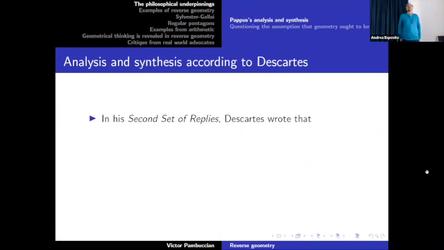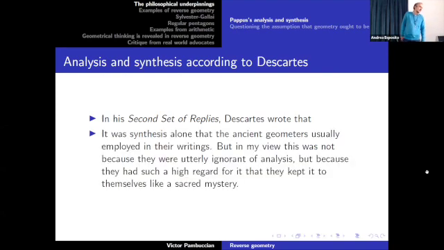Now we look at what Descartes had to say about analysis and synthesis. In his second set of replies, he wrote, "It was synthesis alone that the ancient geometers usually employed in their writings. But in my view, this was not because they were utterly ignorant of analysis, but because they had such a high regard for it that they kept it to themselves like a sacred mystery." You will excuse that I gave you only the translation. You'll see many in the original language in what follows.